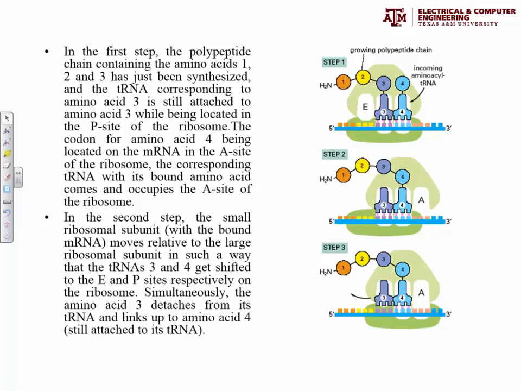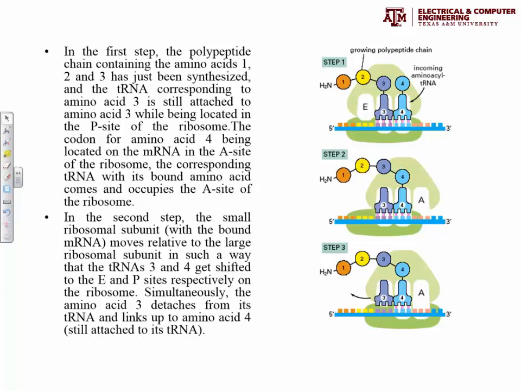So that's described in the text here, you know. So the first step, the polypeptide chain containing the amino acids 1, 2, and 3 has just been synthesized. And the transfer RNA corresponding to amino acid 3 is still attached to the amino acid 3 while being located in the P site of the ribosome. That's what you have here. The codon for amino acid 4 is located on the mRNA in the A site of the ribosome. The corresponding transfer RNA with its bound amino acid comes and occupies the A site of the ribosome.